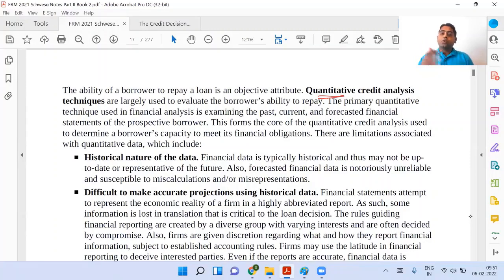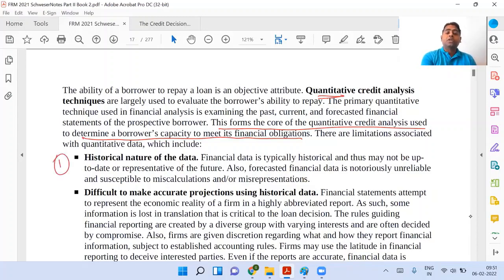Okay, and this is a core. Whenever we do credit analysis, this is the first thing that you will do. This is the core of quantitative credit analysis, to identify whether the borrower has the capacity to repay or not. Willingness is very difficult to identify, but capacity you can easily identify by looking at the quantitative analysis. But the problem associated with this approach is highlighted also.